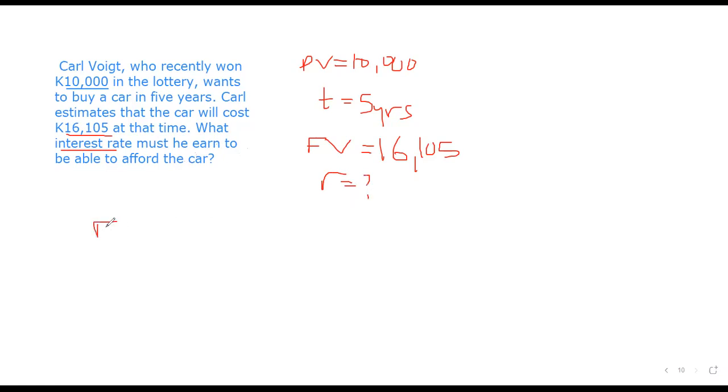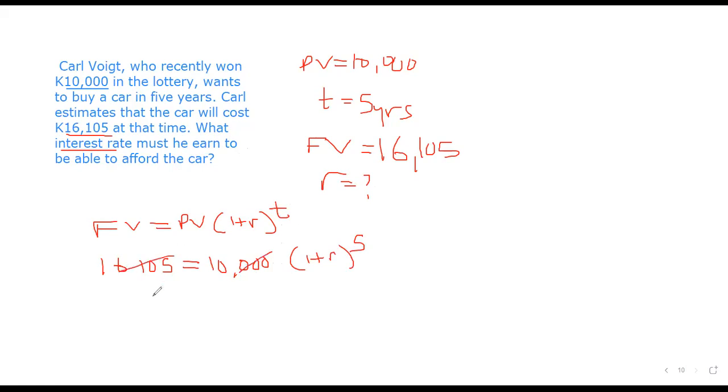So future value, what's the formula? Future value is equal to present value times 1 plus R to the power time. Our future value is 16,105, our present value is 10,000, our interest rate we don't know, and our time is 5 years. So what do we do? Divide both sides by 10,000. 1.6105 is equal to 1 plus R to the power 5.